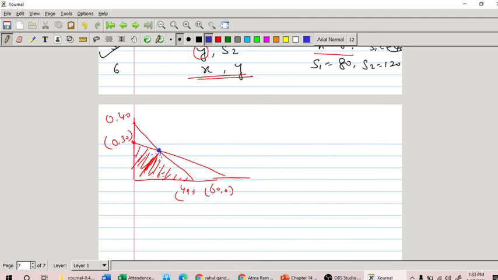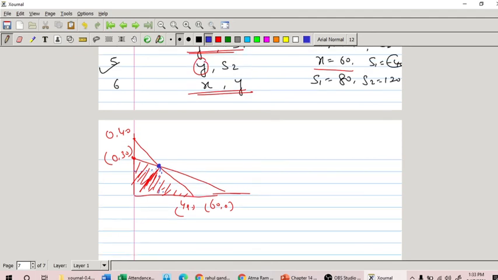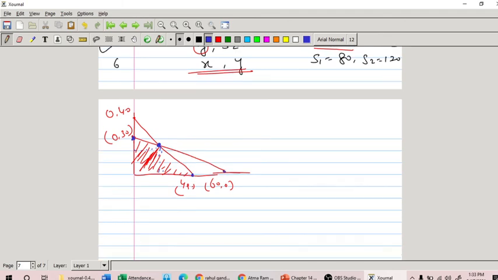So, these are the corner points, and these corner points are the same points which you are getting as basic feasible solutions. So, this is the end of this lecture.